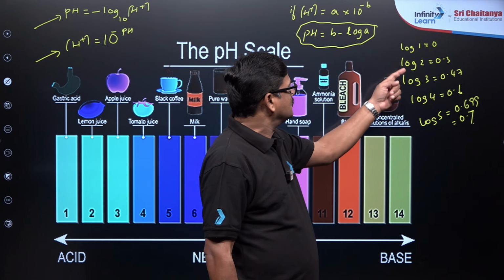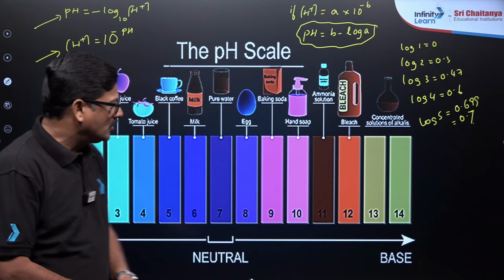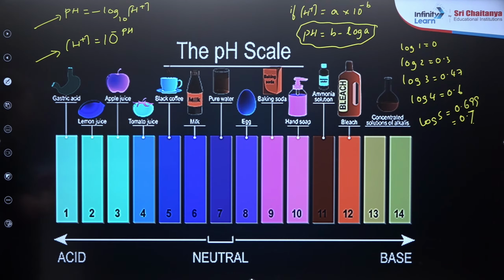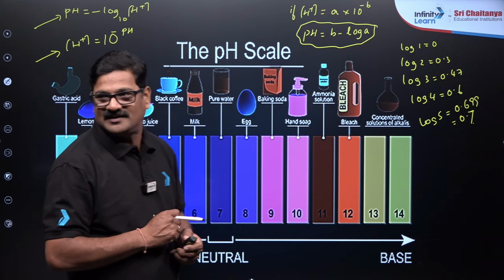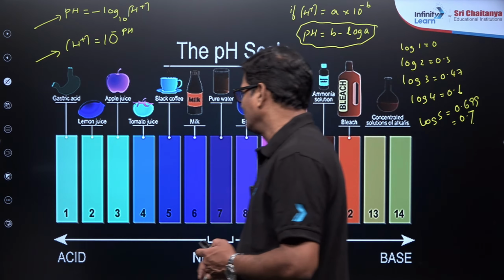Hardly 1, 2, 3, 4 values. Log 4 you can write as log 2 squared. You know the logarithm fundamental formulas.